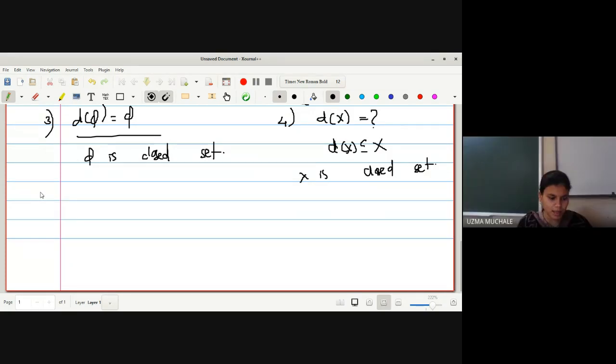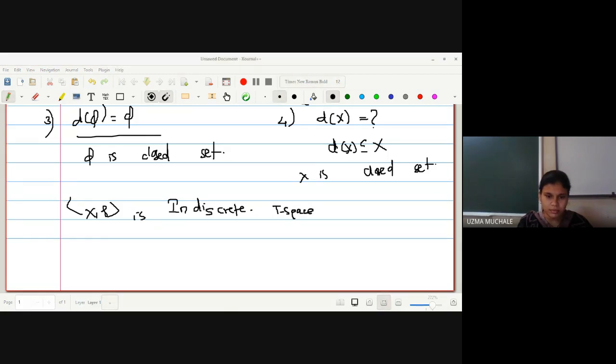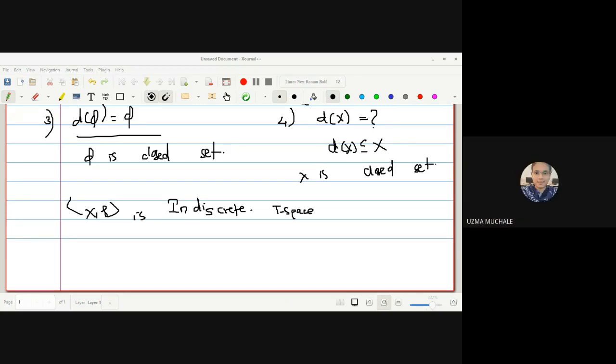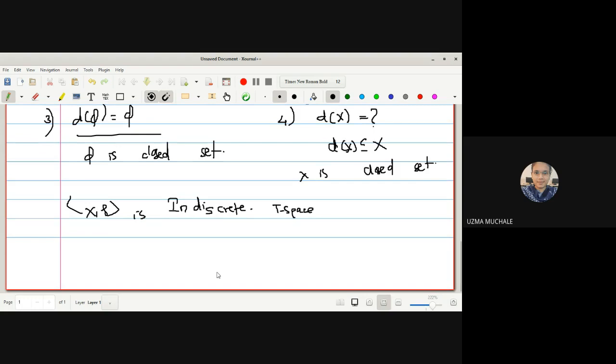Okay, let us go for the next one, that is, we'll check the indiscrete topological space. What will happen if we have (X, τ) as an indiscrete topological space? Will any subset be a closed set if I take the indiscrete topological space?